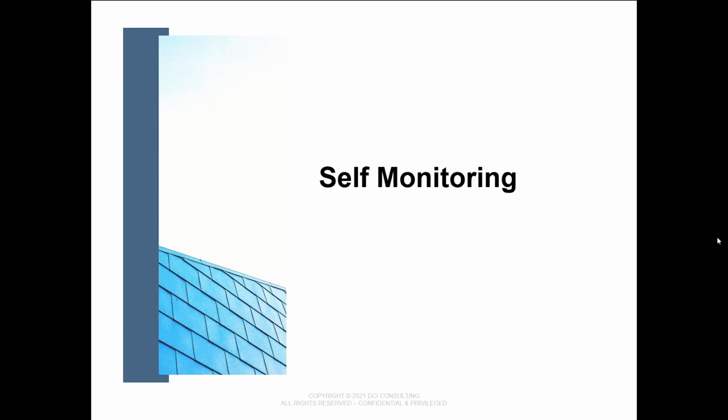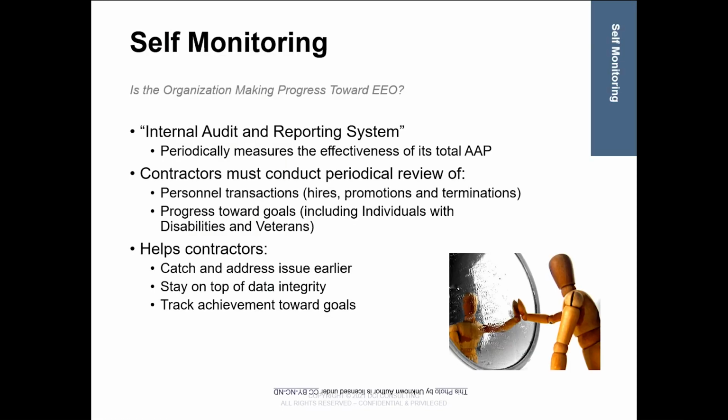So, after you've implemented an action oriented program with the proper stakeholders, how do you determine if your organization is making progress toward EEO? The answer is self monitoring.